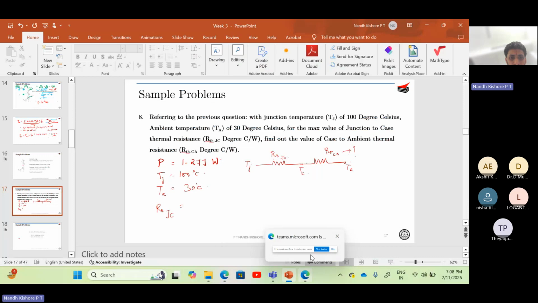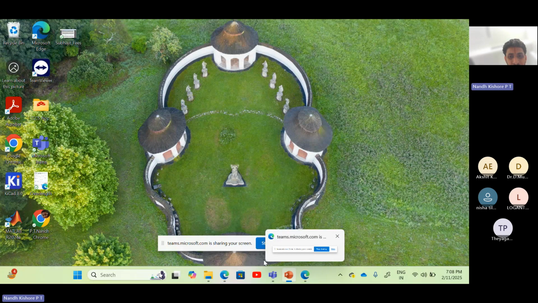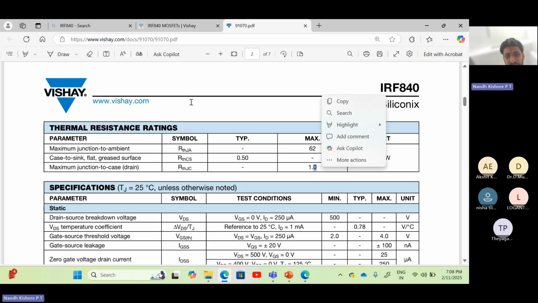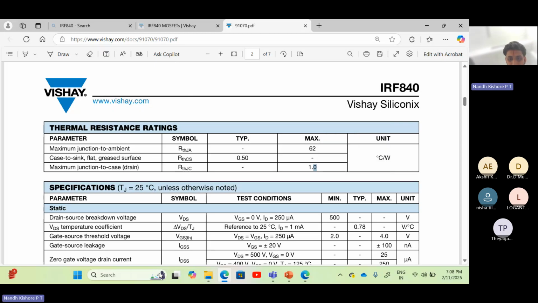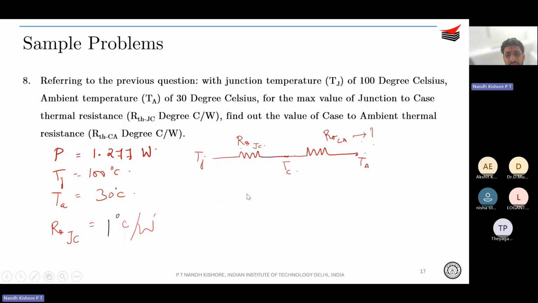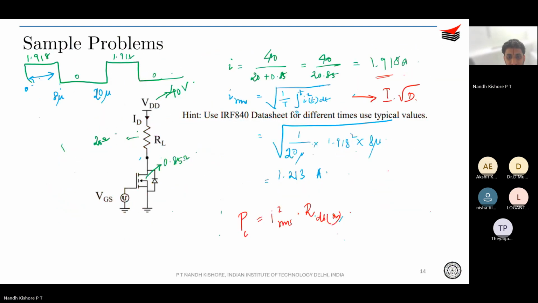Yeah. So you can see over here, R theta junction to case, maximum junction to case is 1 degree per watt. Okay. So maximum junction to case is 1 degree per watt. So that is your junction to case. From this, you can find out what is R theta Ca. So just write the KVL kind of an expression. Tj is equal to what?